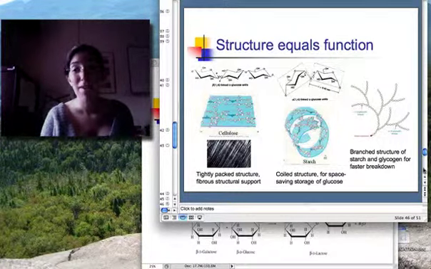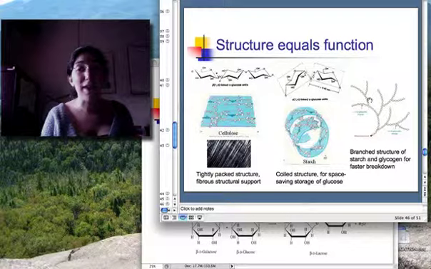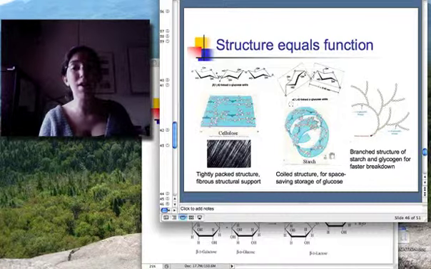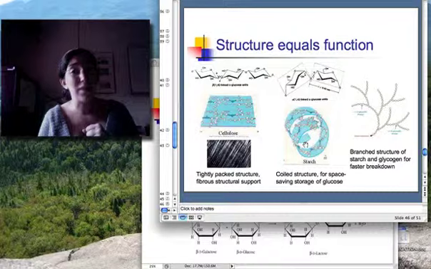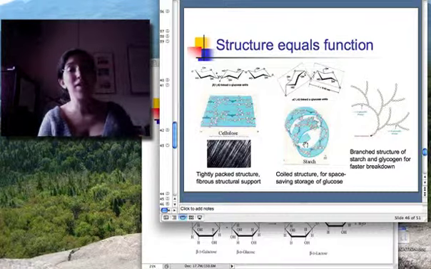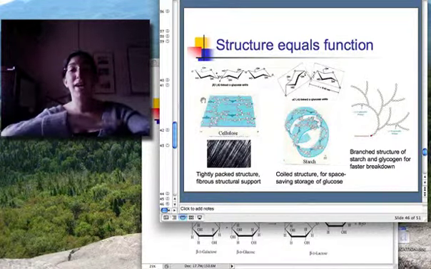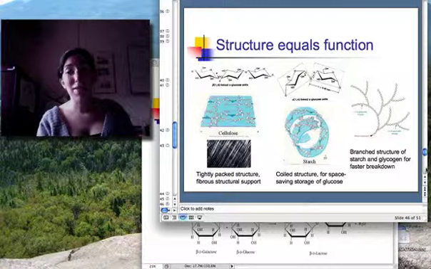So structure equals function of all of these things. The branching structure of glycogen and amylopectin allows for rapid breakdown and utilization of glucose. The long coiled structure of amylose allows for maximum storage potential, so compression. And the flat, tightly packed, rigid structure of cellulose gives the quality of rigidity to the plant tissues.